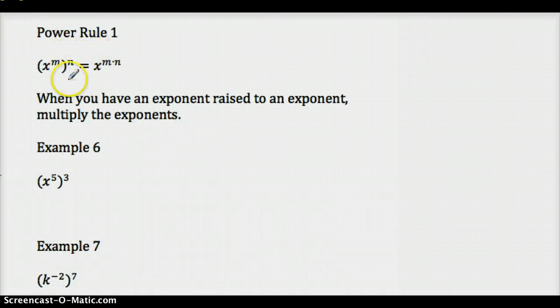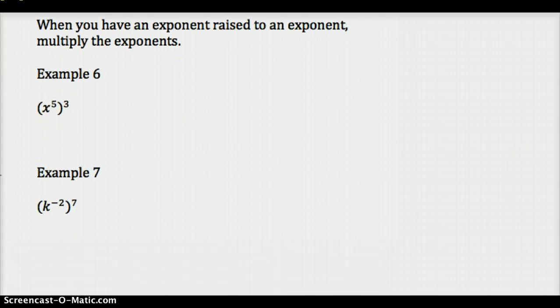Now the power rule, you have an x to the m raised to the n power. And you can see if you have an exponent raised to an exponent, you multiply your exponents. So for this example, x to the 5th to the 3rd is going to become x to the 15th. You just multiply. And you multiply because if I have x to the 5th to the 3rd, that means that quantity happens three times. And that reverts back to our first rule.